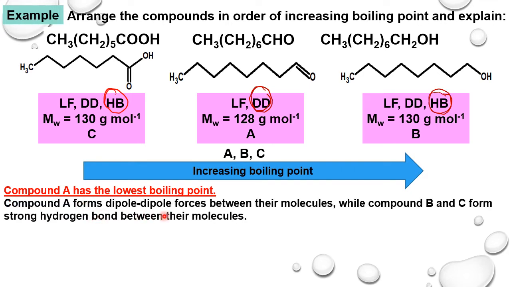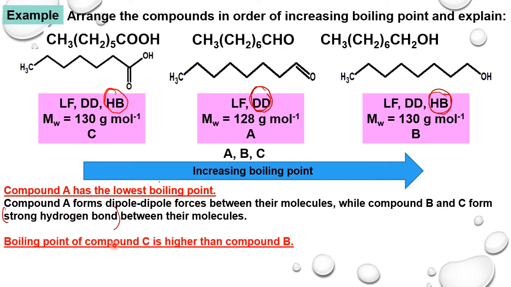Compound A only forms dipole-dipole forces between their molecules, while compounds B and C form strong hydrogen bond between their molecules. Okay, here you must state that the hydrogen bond is strong. If you just say compounds B and C form hydrogen bond only, it will not show anything. Why the hydrogen bond? Why does having hydrogen bond give a higher boiling point? So that's why you need to mention the words strong hydrogen bond to show that hydrogen bond is stronger than the dipole-dipole forces. Okay, so this is the first explanation.